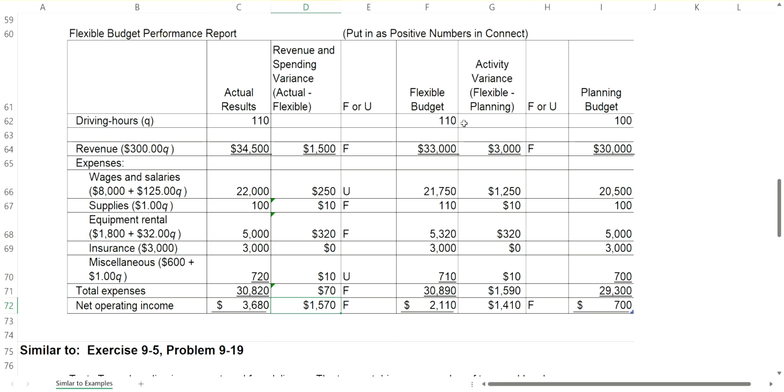Okay, now let's go on here. Same thing. Positive number is unfavorable, so it looks like all of these would be unfavorable. 0, no variance. Unfavorable, unfavorable. And we have marked our variances.